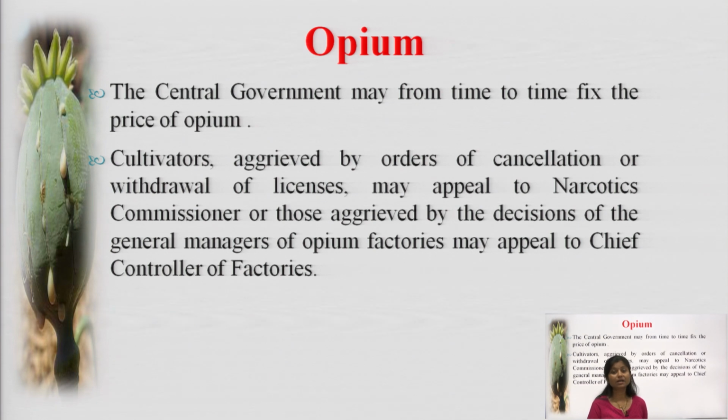Now, coming to the next, the central government may from time to time fix the price of opium. The cultivator aggrieved by the orders of cancellation or withdrawal of license may appeal to the narcotic commissioner, or those aggrieved by the decision of the general managers of the opium factory may appeal to the chief controller of factories. So, let us have a brief over the sales and cultivation. We have seen the manufacturing, processing and sale of opium. Let us have a brief over it.